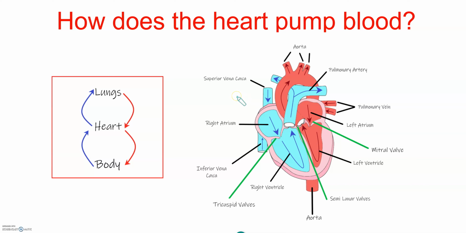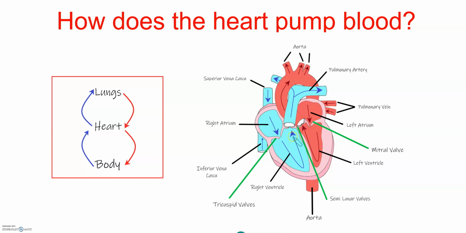Now, deoxygenated blood, that is blood that does not contain any oxygen, enters the heart through two large veins, the superior vena cava and the inferior vena cava. This blood will pass into the right atrium and will then flow through the tricuspid valves. Now, when the right ventricle is full, the tricuspid valves will shut, and this will prevent the blood flowing backwards from the right ventricle into the right atrium.